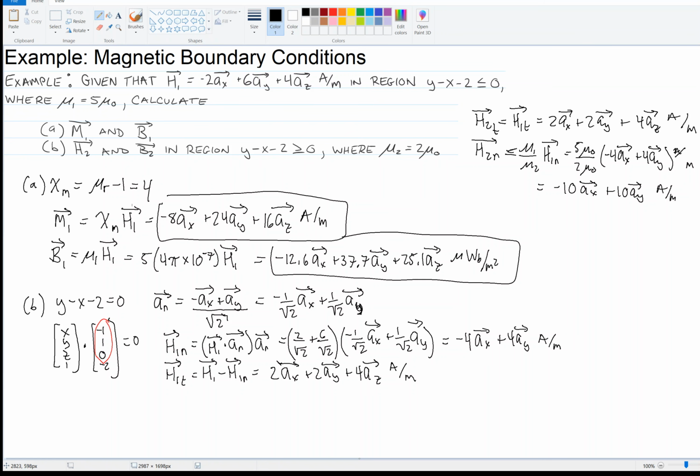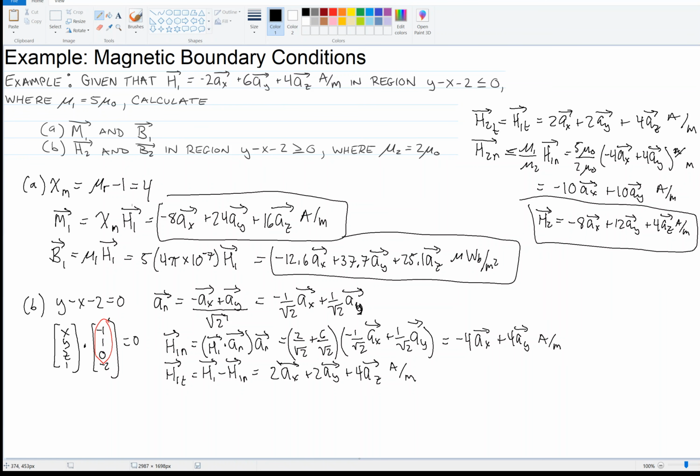Okay, so now we're not asked for the normal or the tangential, we're just asked for h. So how do we get that? Well, the normal plus the tangential of any vector gives you the vector. So then we just add those two vectors up, the tangential and the normal. So I'll take the 2 plus the minus 10, that gives me a minus 8 in the x direction. Then I'll take the 10 plus the 2, that gives me a 12 in the y direction. And then I've got a 4 and 0 here, so that gives me 4 in the z direction, amps per meter. Great. Okay, so that's part of my answer.